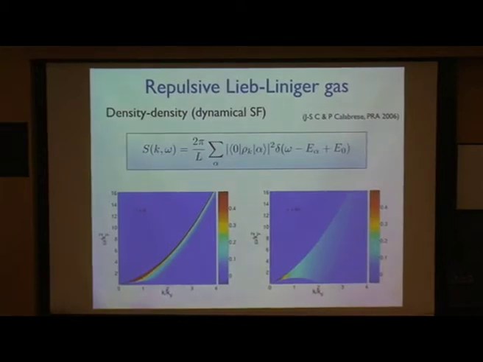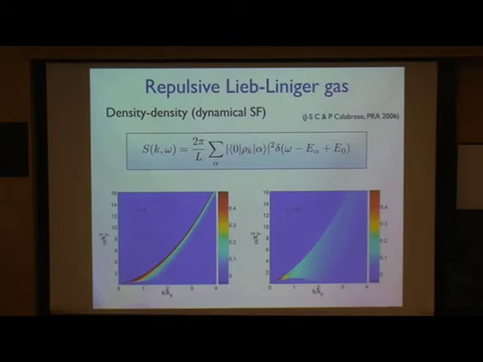Here I am looking at density-density correlations in the ground state of the repulsive Lieb-Liniger model. These computations are done for 200 particles. So it's not thermodynamic, but it's big enough. In fact, there are more particles in the calculation here than in the experiments that I'll show you.